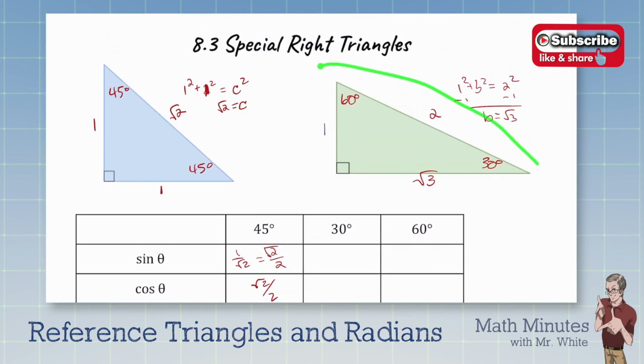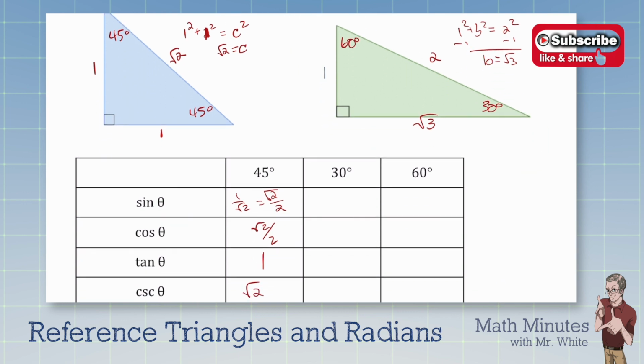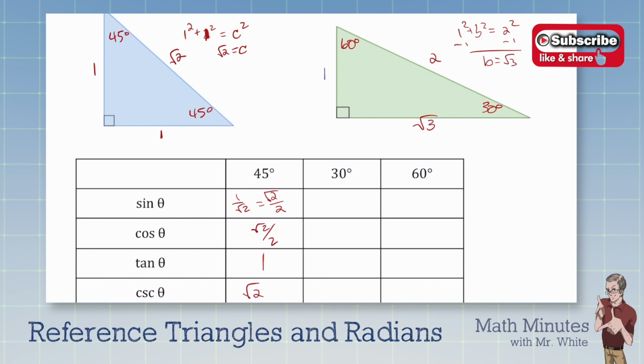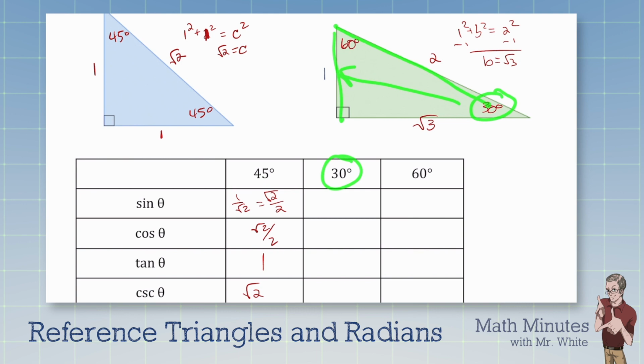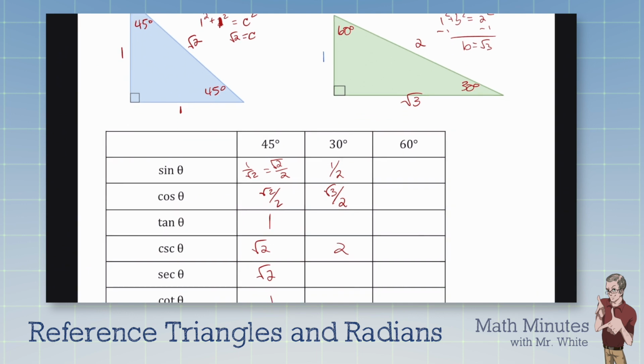All right, now let's look at the 30-60. We've got the rest of the table to fill in here with the 30-60. So sine of 30, so I'm going to go to 30. Opposite over hypotenuse is 1/2, which means the reciprocal of that, by the way, would be 2. Cosine would be radical 3 over 2, which means the reciprocal would be 2 over radical 3, which is 2 radical 3 over 3.